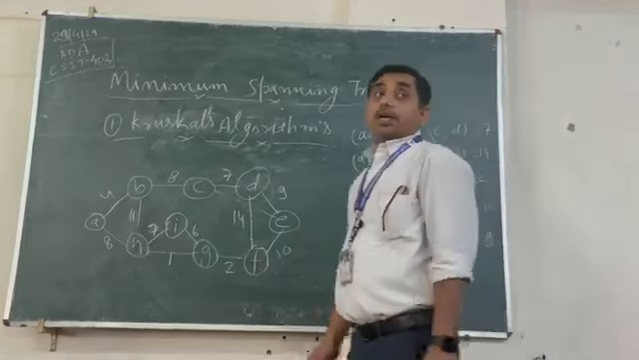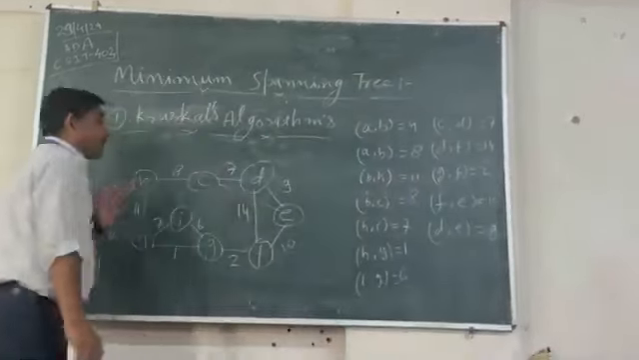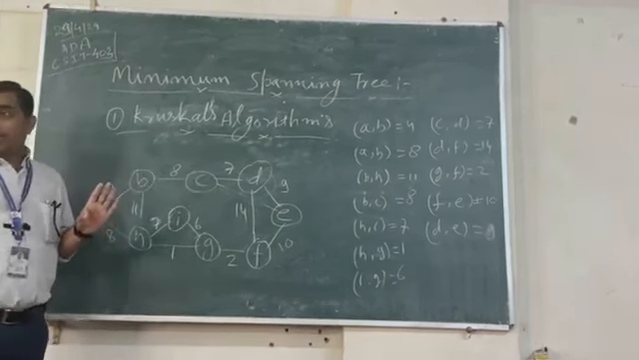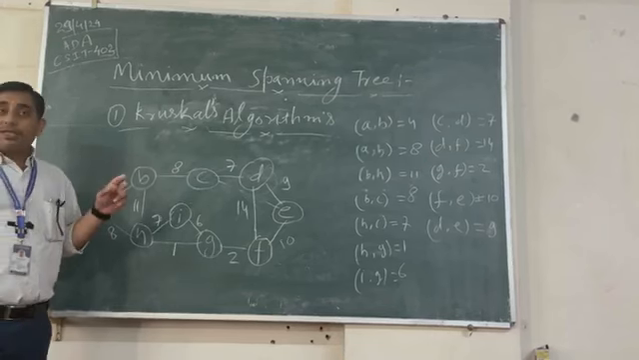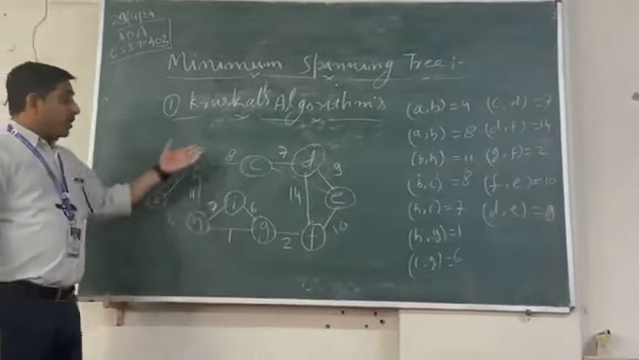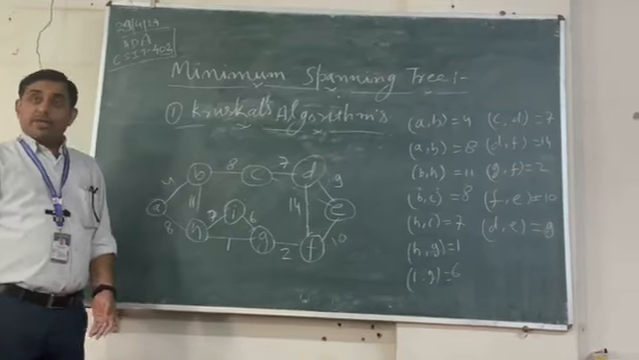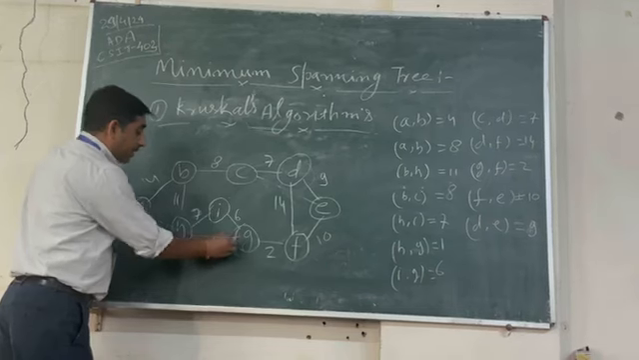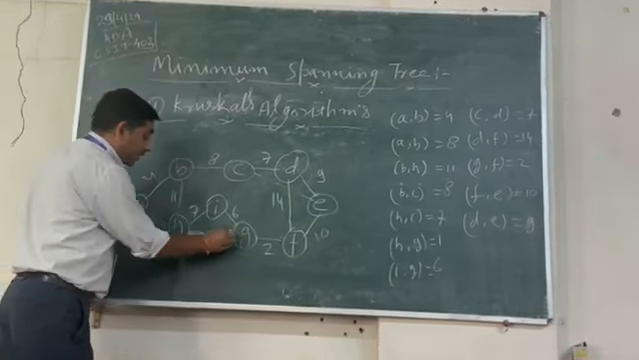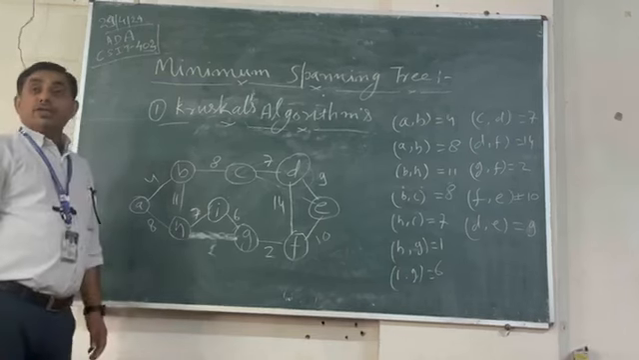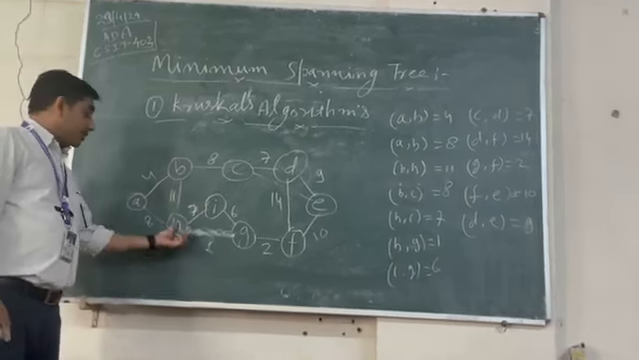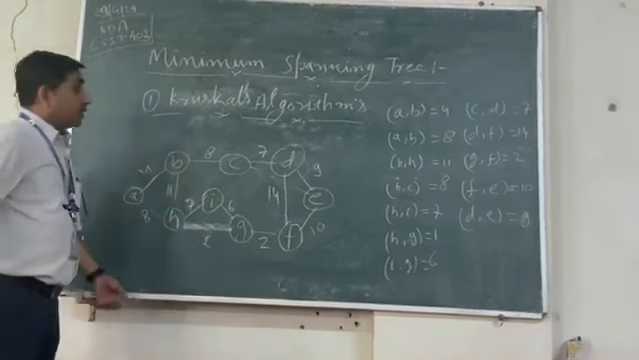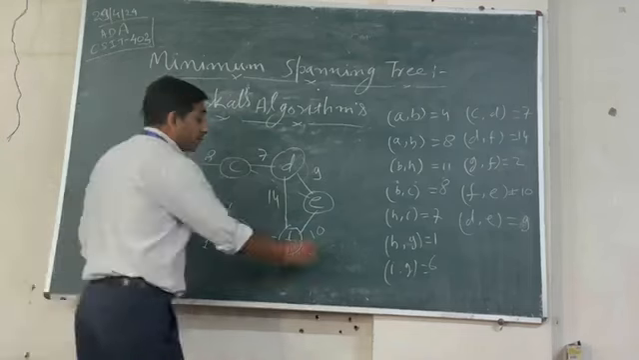So in Kruskal's algorithm, we first find the minimum edge between two vertices. Which one is the minimum edge? That is 1, from G to H, or we can say H to G. So H to G is selected first.